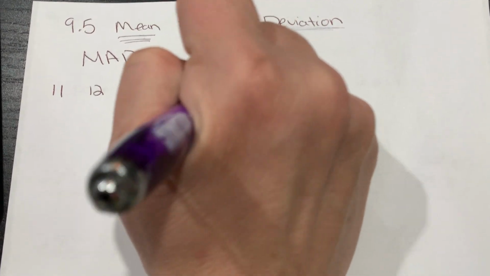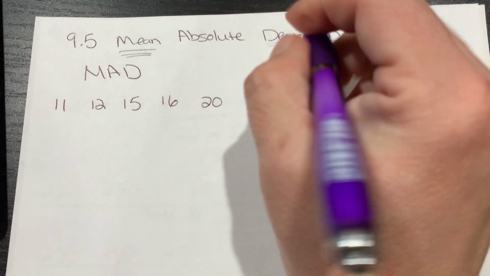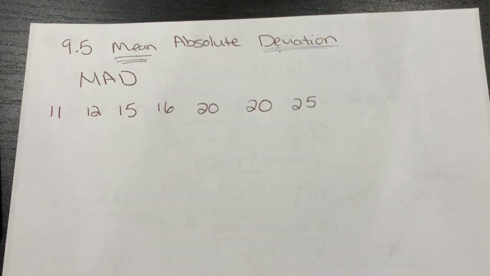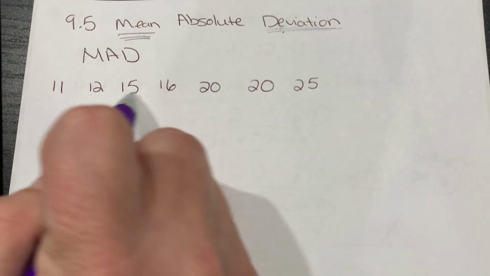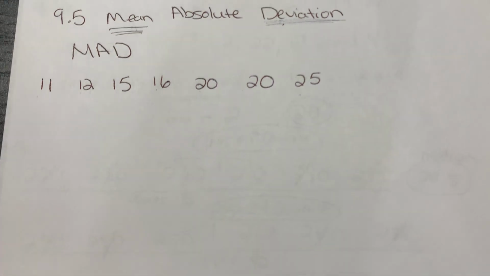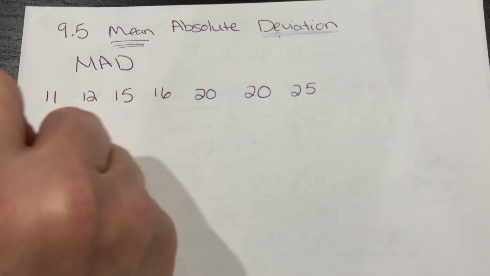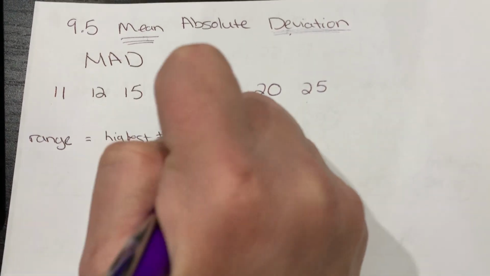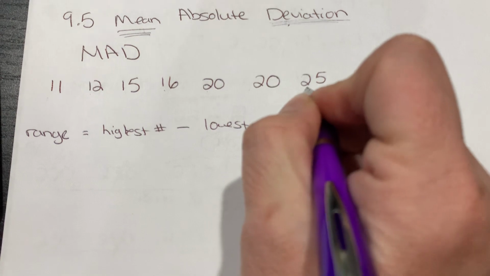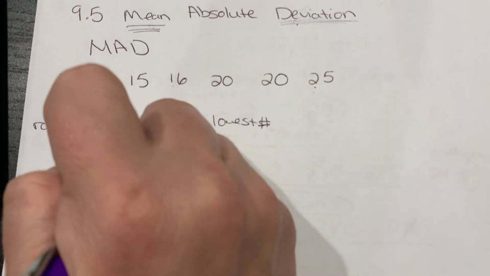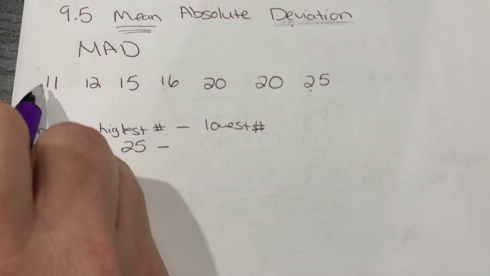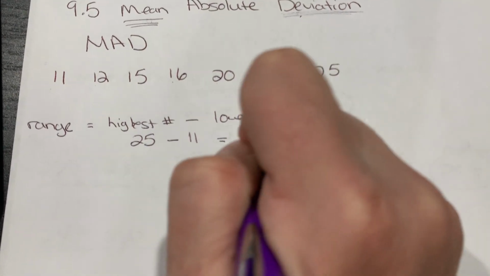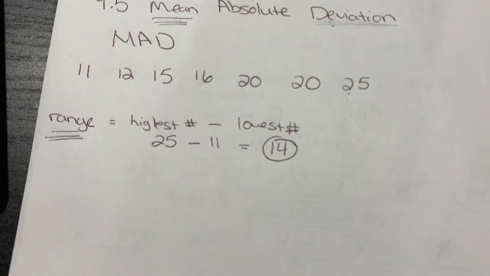My fifth would be 20. My sixth is 20. And then my seventh is 25. So here are my 7 numbers: 1, 2, 3, 4, 5, 6, 7. I'm going to start by finding my range. We had said yesterday that range is the highest number minus the lowest number. So my highest number is 25. So I have 25 minus my lowest number, which is 11. 25 minus 11 is 14. So my range is 14.